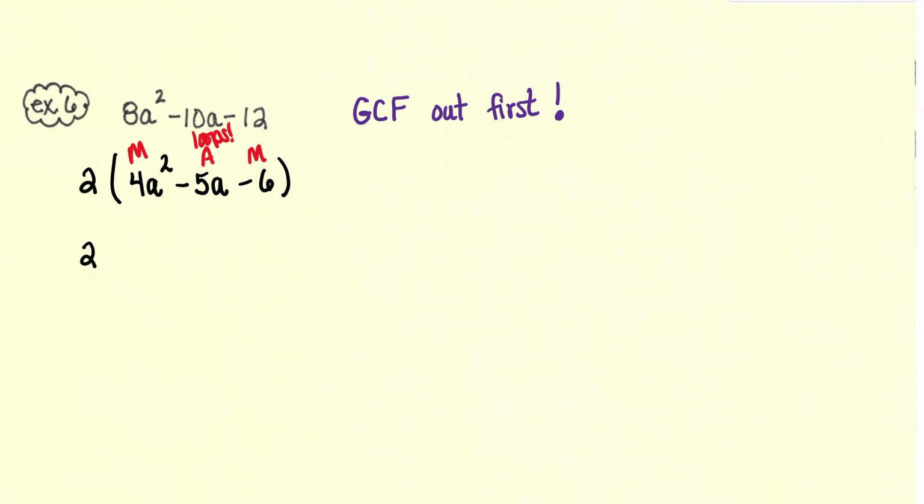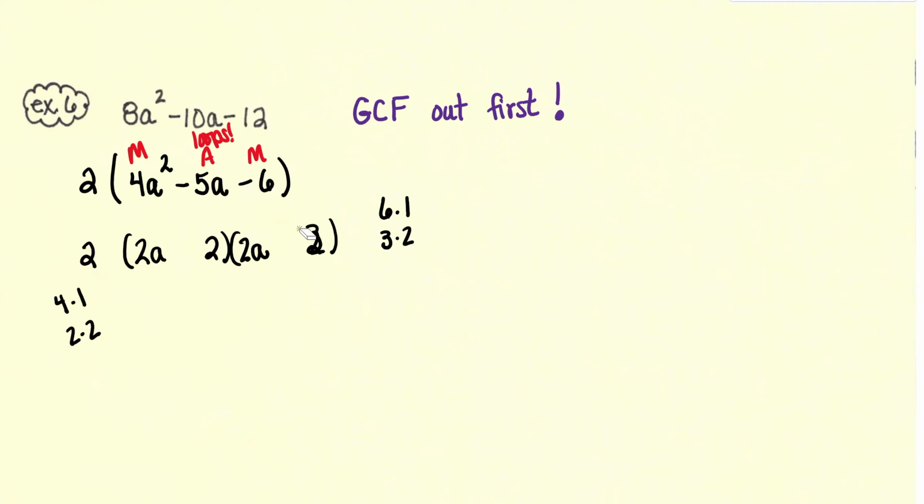So bring your 2 down, and for the 4, we could try 4 and 1 or 2 and 2. For the 6, 6 and 1 or 3 and 2. Now remember, I told you that I pretty much like to go middle of the road, so a 2a and a 2a. And then I'll use these combinations over here. I could use a 3 and a 2. I'm going to see it's not going to work. I could erase that and try the 2 and the 3.